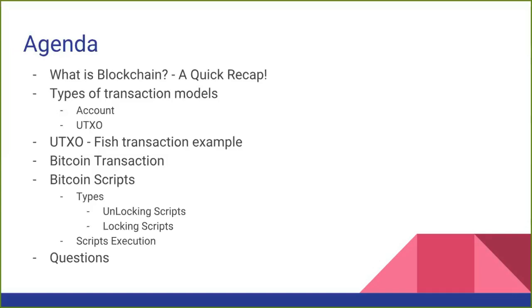Then we will talk about the types of transaction models, account and UTXO, specifically the UTXO model. We'll try to understand the UTXO model with our first transaction example. Then we are going to design that UTXO data structure on our own, and then we'll compare it with the actual Bitcoin transaction, see where we are, and then see what the Bitcoin scripts are.